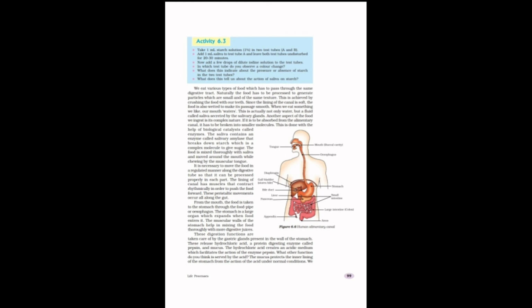It is necessary to move the food in a regulated manner along the digestive tube so that it can be processed properly in each part. The lining of the canal has muscles that contract rhythmically in order to push the food forward. This peristaltic movement occurs all along the gut. From the mouth, the food is taken to the stomach through the food pipe or esophagus.